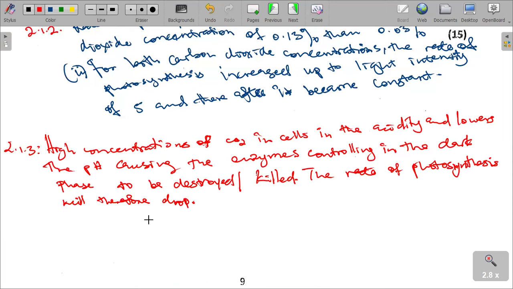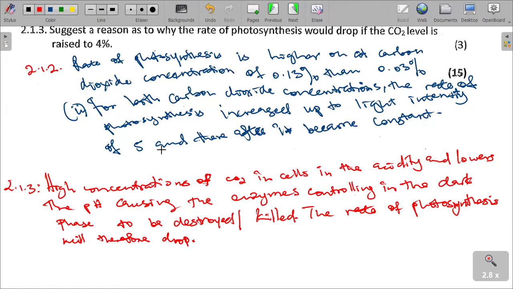So let's quickly go to the next question. Concentrations of carbon dioxide in the cells will increase acidity and lower the pH. The pH, the potential of hydrogen, measures the acidity and alkalinity of any given condition. This causes the enzymes controlling the dark phase to be destroyed, and then the reaction will decrease, which will eventually reduce the rate of photosynthesis.